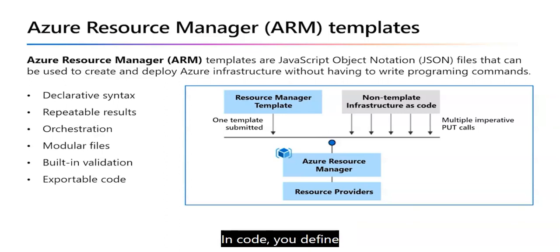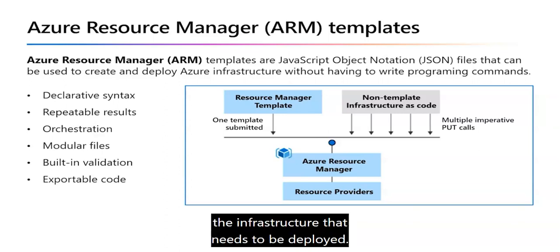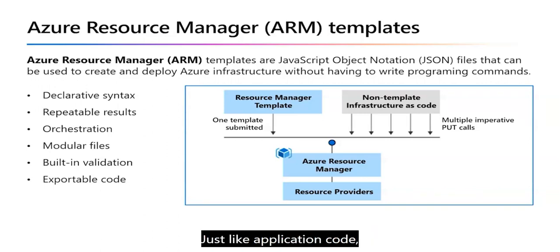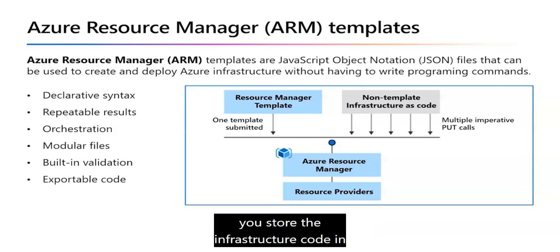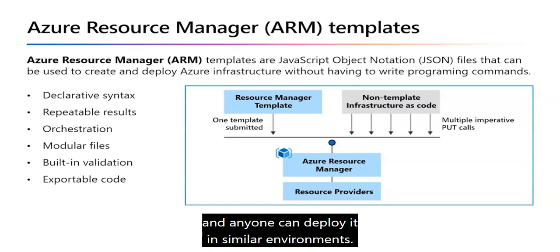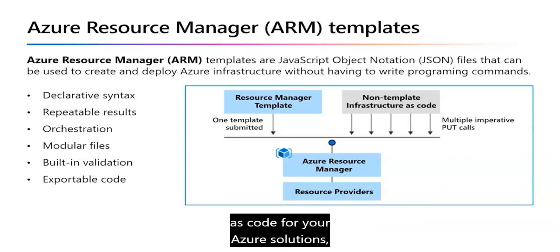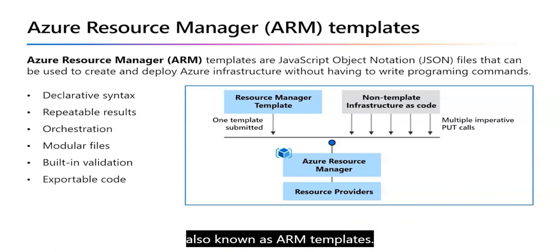In code, you define the infrastructure that needs to be deployed. The infrastructure code becomes part of your project. And just like application code, you store the infrastructure code in a source repository and you version it. Now, anyone on your team can run the code and anyone can deploy it in similar environments. But to implement infrastructure as code for your Azure solutions, you need to use something called Azure Resource Manager templates, also known as ARM templates.